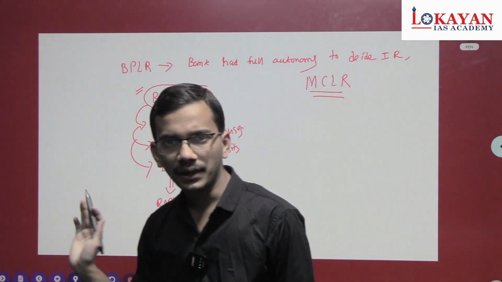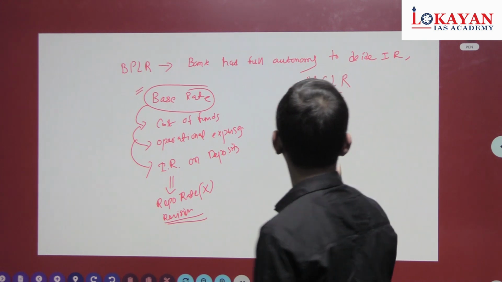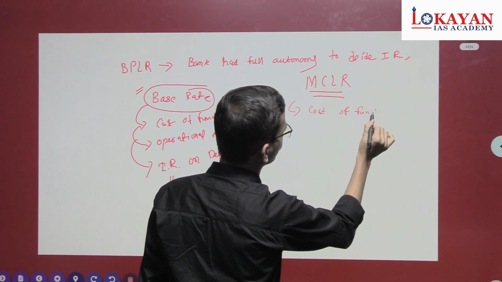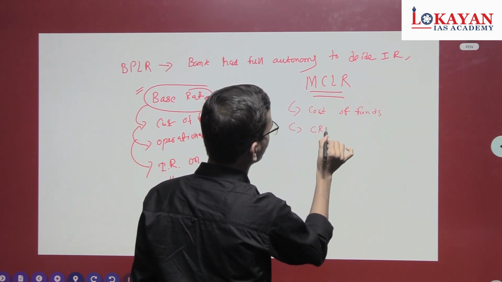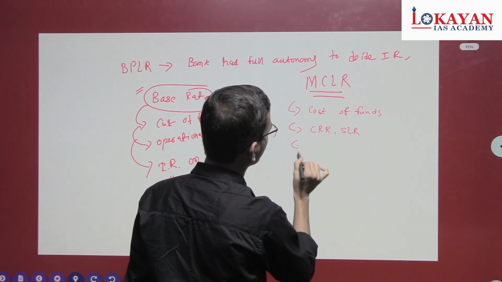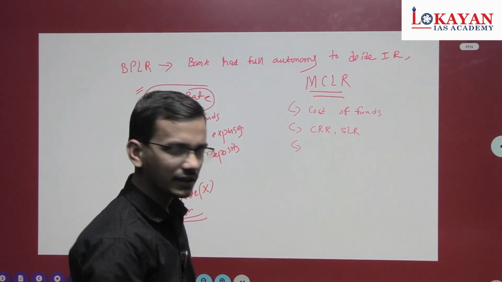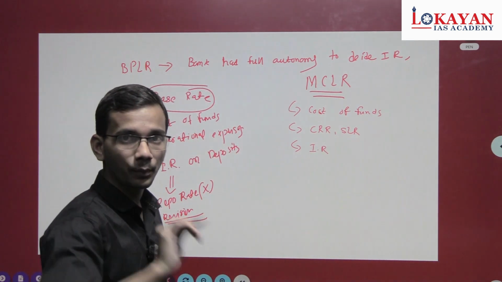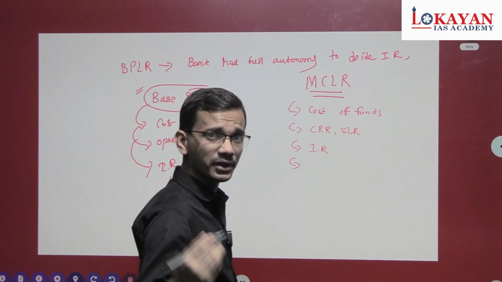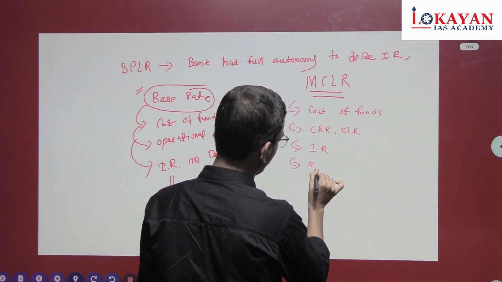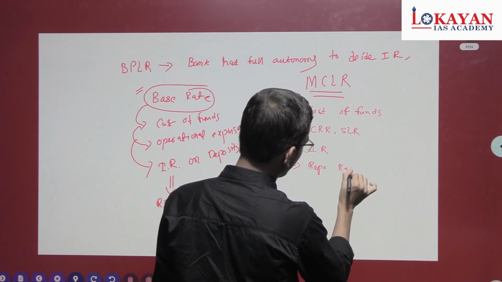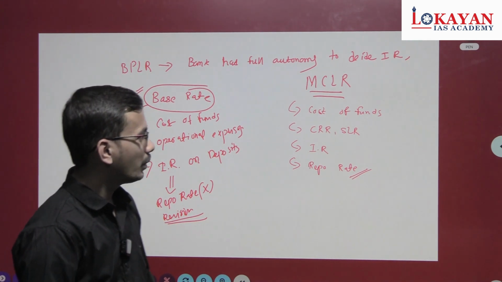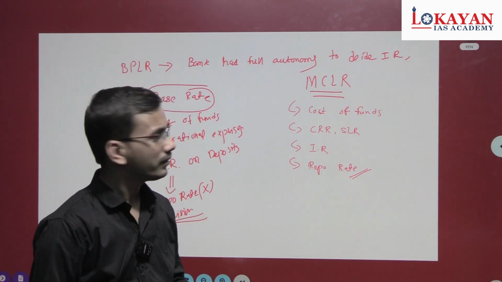MCLR also had similar components like cost of funds, CRR, SLR, then interest rate, but it also has repo rate while determining MCLR. So it was better, and it has monthly revision. We will see in the next slide.